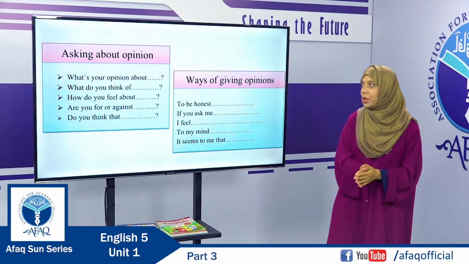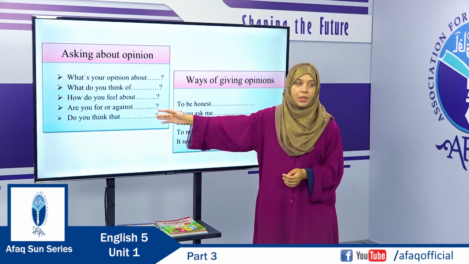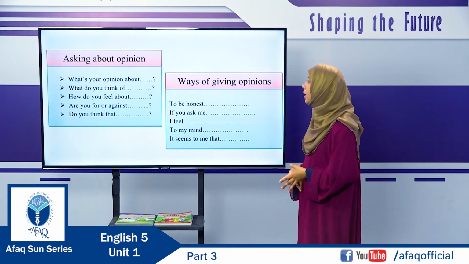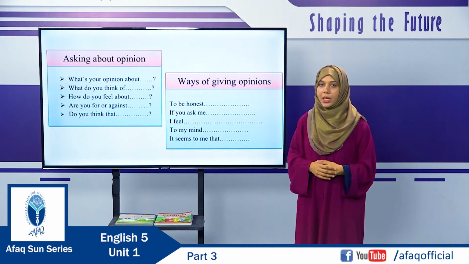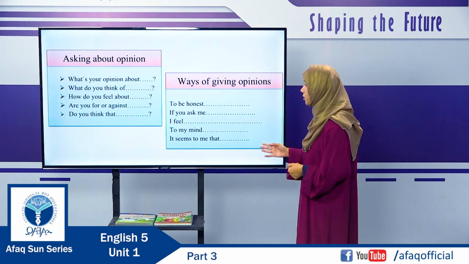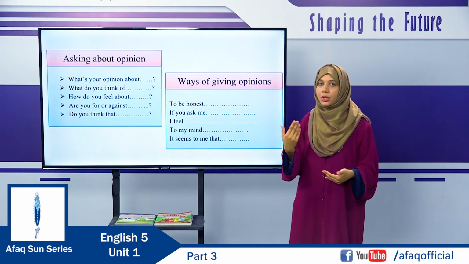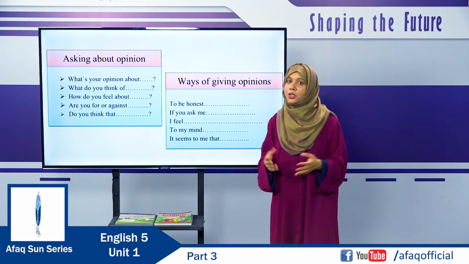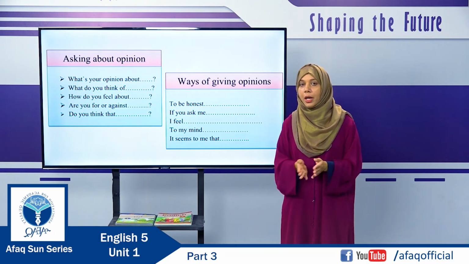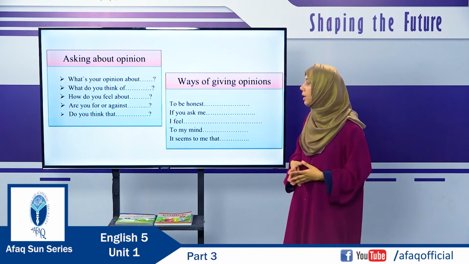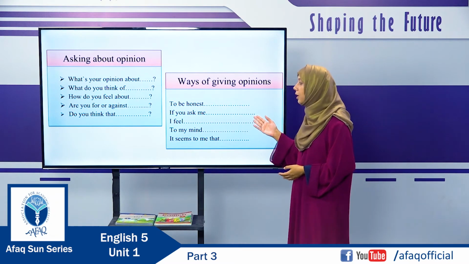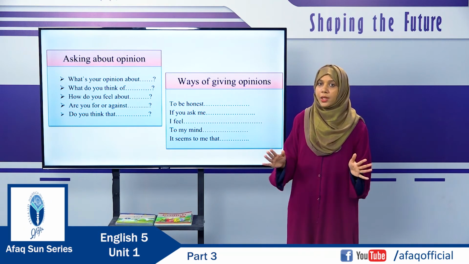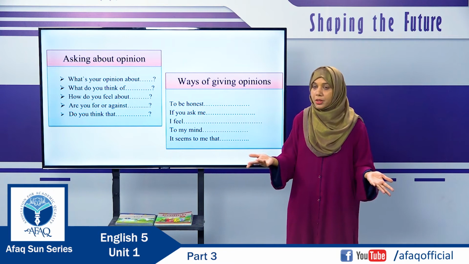Alright, we learned about the ways of asking about opinions. What if you want to give your opinion on a matter? If you want to give your opinion on a matter, you can use these 5 different structures. You can start your answer by saying, to be honest. So you can say, to be honest, I'm really upset about environmental issues. In the same way, you can also say, if you ask me. If you ask me, I think all vehicles that produce smoke should be banned.